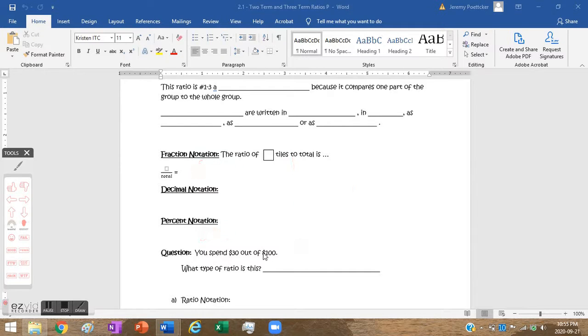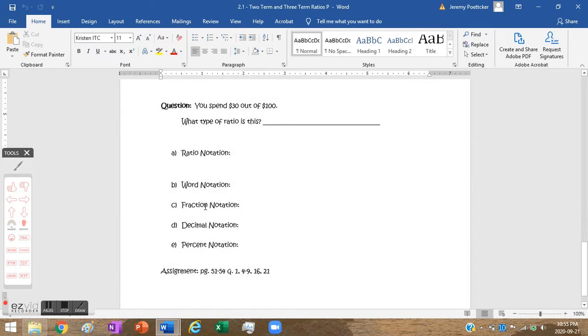All right. Scooting down here, just some quick questions. You spend $30 out of 100. What type of ratio is this? Well, we should know that the total is 100, so it's a part to whole ratio. I'm just going to abbreviate with a P and a W there. Now, in ratio notation, we're going to have 30, and then we'll put a colon, 100. Again, we'd read that as 30 to 100.